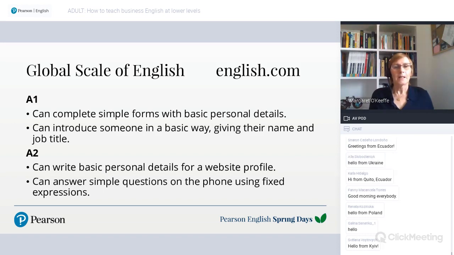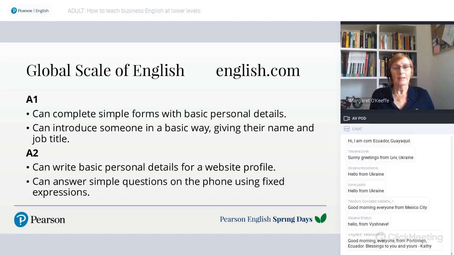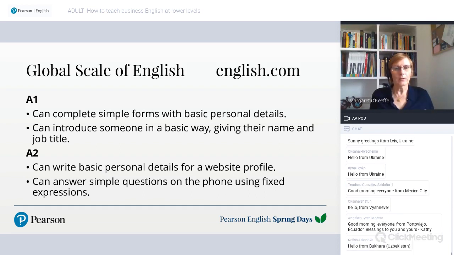For speaking, can introduce someone in a basic way, give their names and job titles. So those are some of the sort of things that they can do at A1 level. The other type of descriptors for A1 are can write a few basic sentences given prompts or a model. So prompts and models are very important at this level. For A2, we've got for writing, can write basic personal details for a website profile. Another one is can write a simple text, for example, invitations, given a model. So models are important.